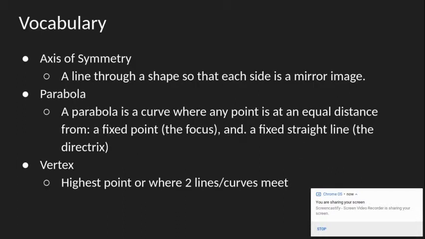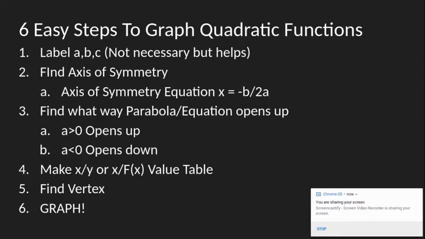Some vocabulary that you will need to know for this lesson: the axis of symmetry, which is a line through a shape so that each side is a mirror image; a parabola, which is a curve where any point is at an equal distance from the focus and a fixed straight line, or the directrix; and the vertex, the highest point, or where two lines or curves meet.